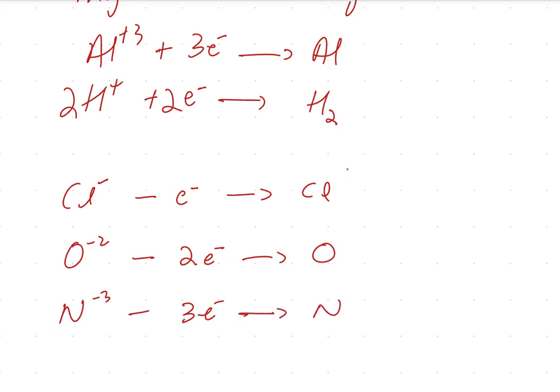But the thing is that all these three gases are naturally diatomic in normal conditions, so I have to write 2 here. For balancing, if one chloride ion loses one electron, 2 chloride ions will lose 2 electrons. When one oxide ion loses 2 electrons, 2 oxide ions will lose 4 electrons. In the same way, if one nitride ion loses 3 electrons, 2 nitride ions will lose 6 electrons.